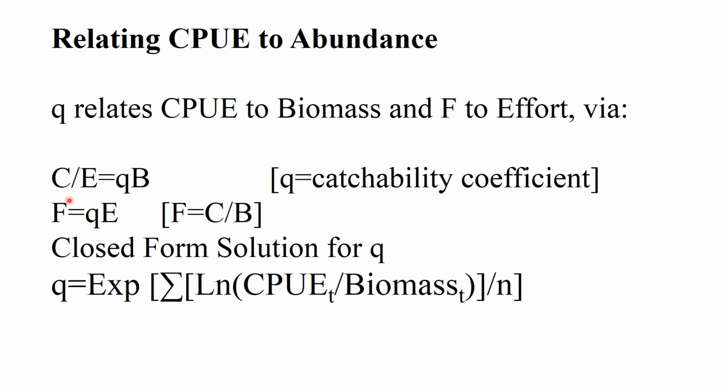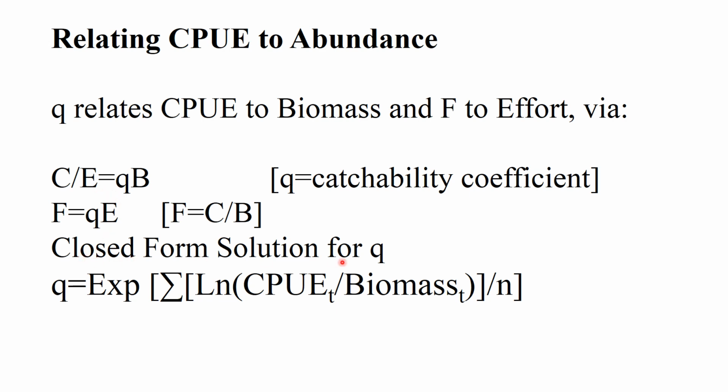On the other hand, if you convert it, the fishing mortality F is equal to Q times E, the catchability coefficient times effort. And what is F, the fishing mortality? That is catch by biomass. So catch by biomass is equal to F. So C/B is equal to Q times E.